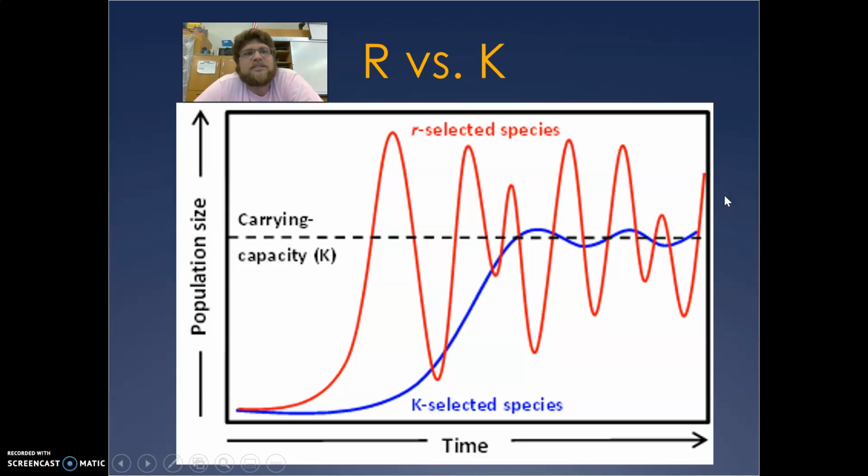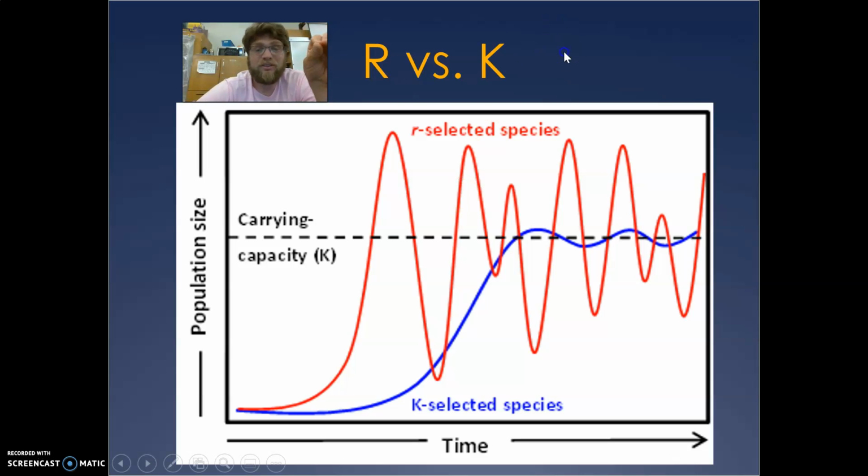Now, this is not on your worksheet, but this type of thinking of R-selected individuals that don't live very long, a lot of them die, but a lot of babies are being made, and so you just have so many babies being made that enough survive to increase the population. Versus K-selected, where not as many babies are being made, but more of them are surviving.